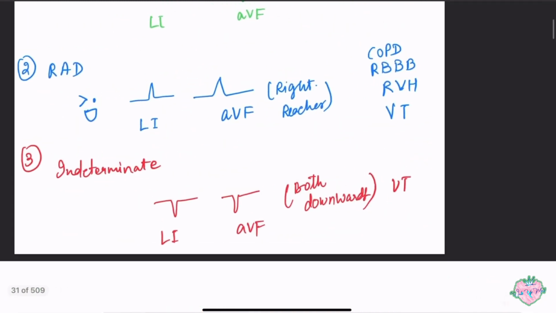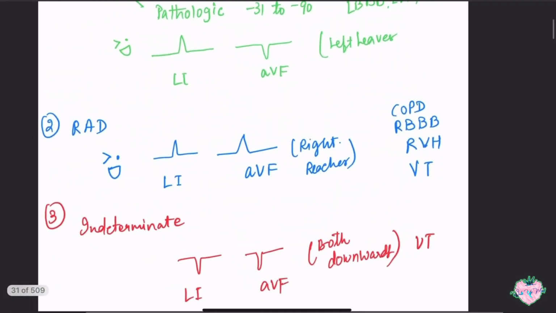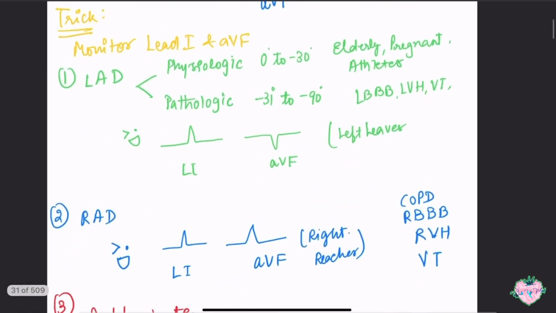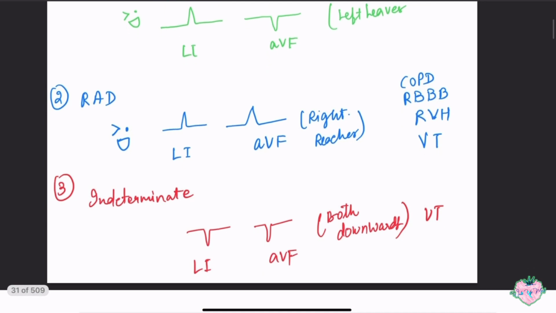Now we'll talk about the right axis deviation, which is supposed to be somewhere here. About this, the deviation is something like lead 1 you will see in the upright direction, and AVF you will also see in the upright direction. It means 'right reaches', so both these waves will try to reach towards each other, and it can be easily seen in COPD, right bundle branch block, right ventricular hypertrophy, and ventricular tachycardia as well. So ventricular tachycardia is common in both the LAD and RAD.